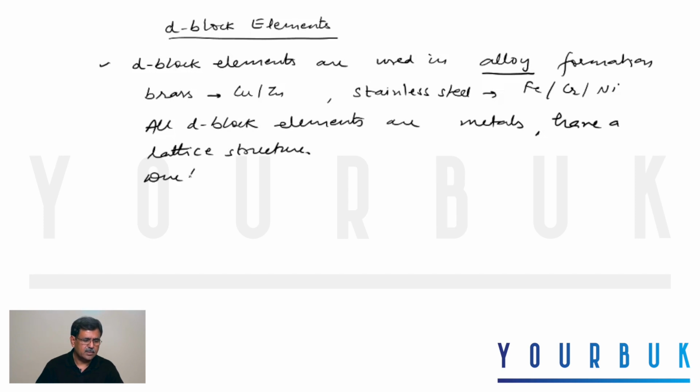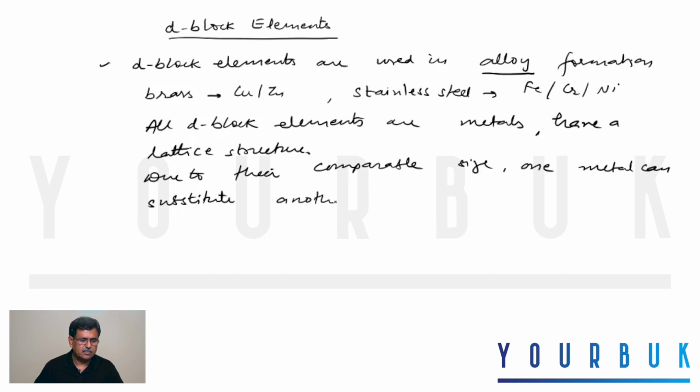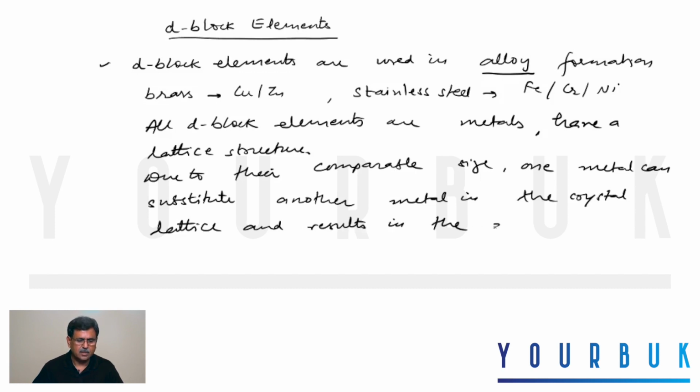Now due to their comparable size, one metal can substitute another metal in the crystal lattice and results in the alloy formation. So they are used in alloy formation. It is very rare to find an alloy without a d block element.